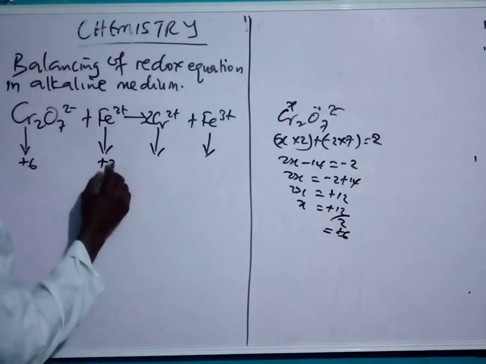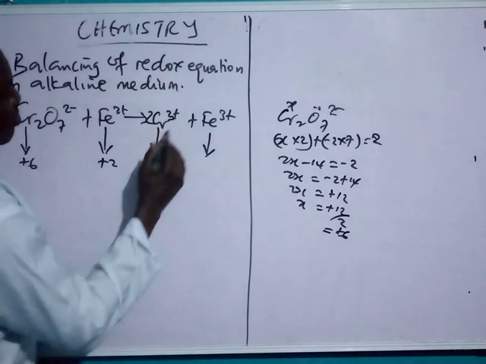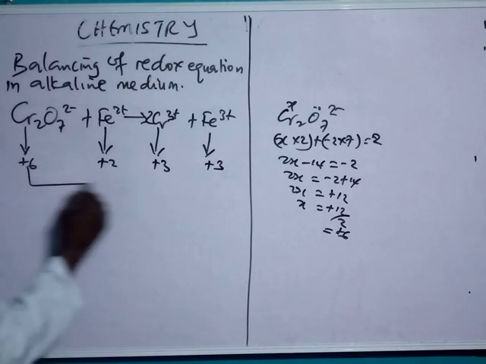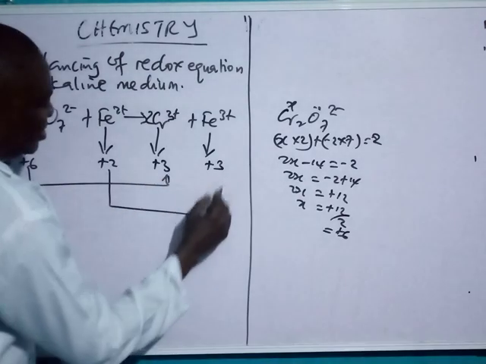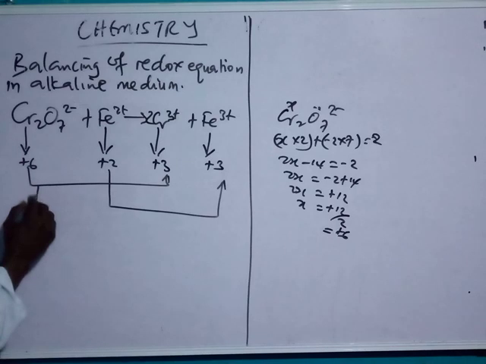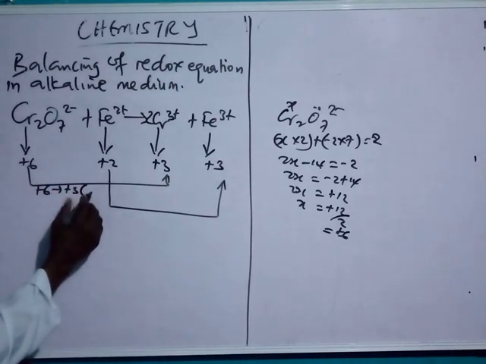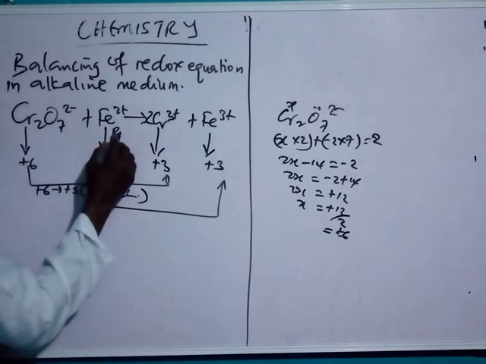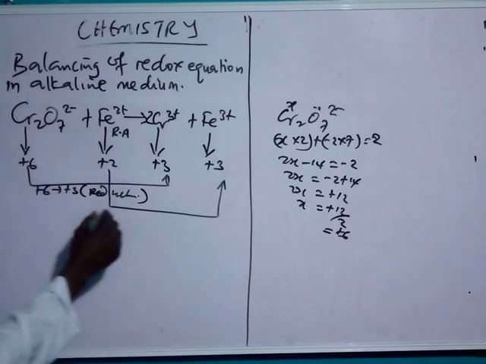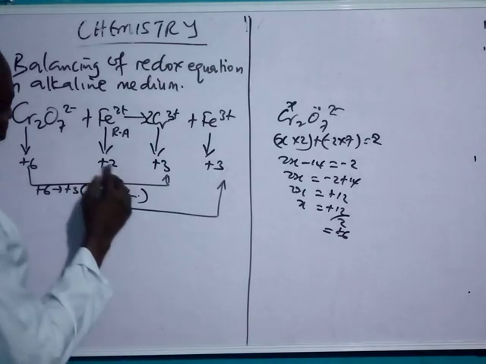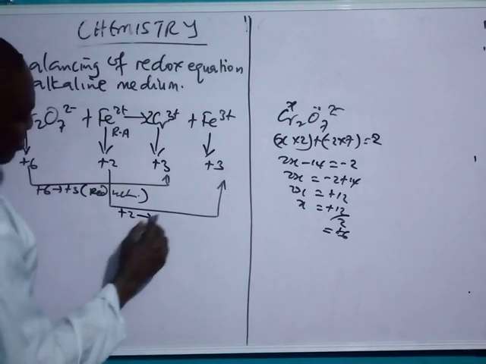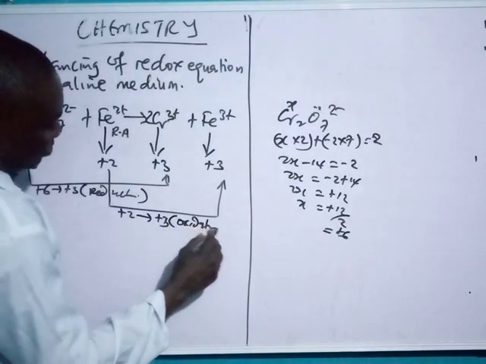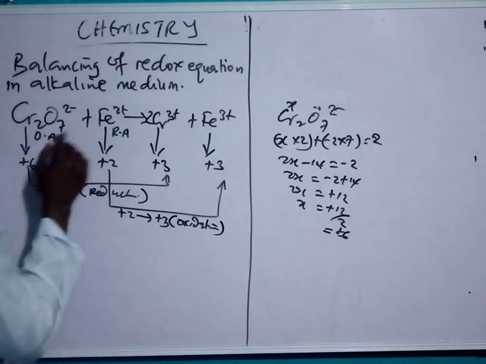This is the charge it carried, plus 2 is equivalent to it. This plus 3, and this plus 3 as well. Then let's link the ions that are similar. You can call it similar ions. You see, from plus 6 to plus 3, this is a reduction. So this is the oxidizing agent, because a compound or element cannot reduce itself; we need something reducing it. Then for this, you have plus 2 to plus 3, which is an increase, and it's called oxidation. So this is your reducing agent.